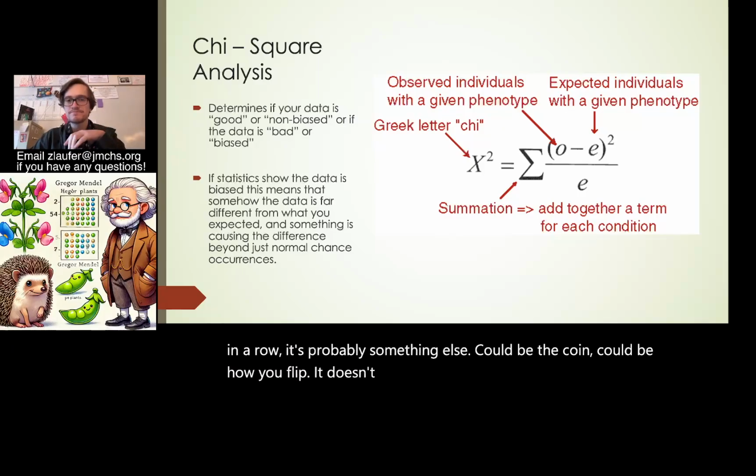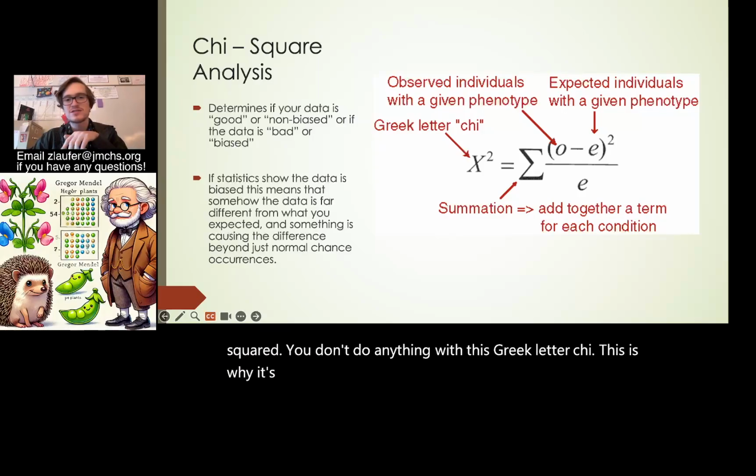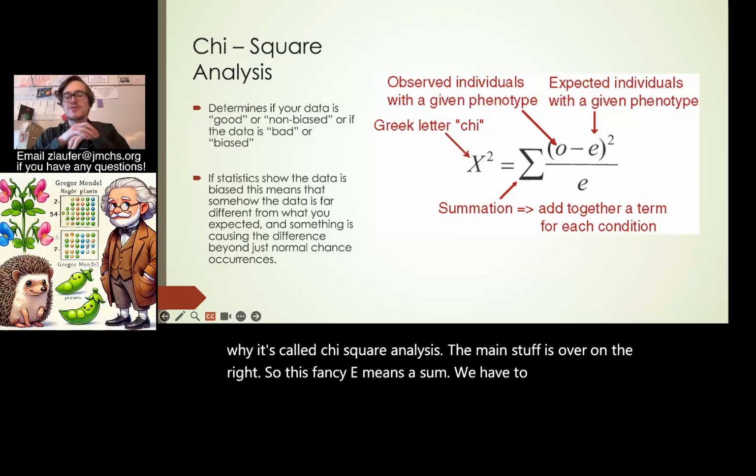So the basic formula, we get the chi-squared. You don't do anything with this Greek letter chi. This is why it's called chi-square analysis. The main stuff is over on the right. So this fancy E means a sum. We have to add together a bunch of different terms.